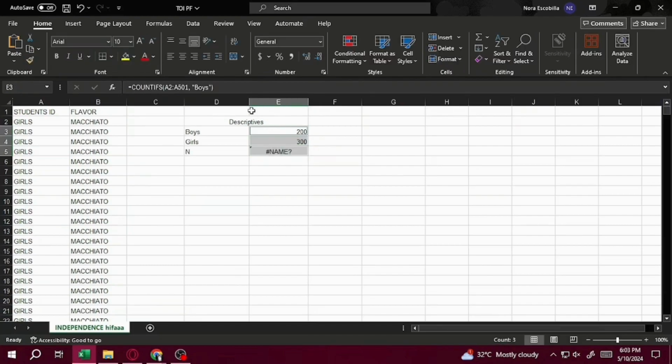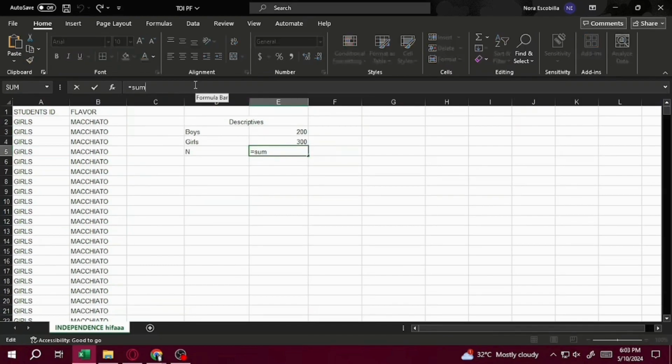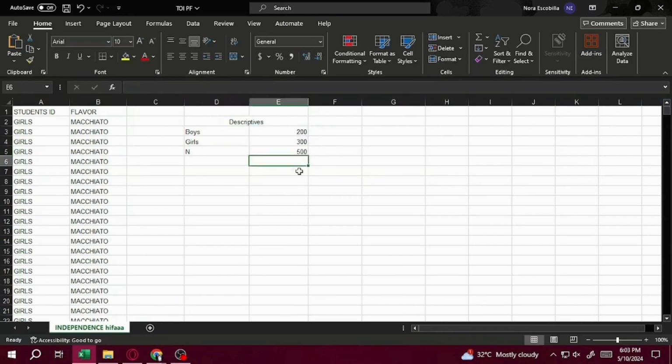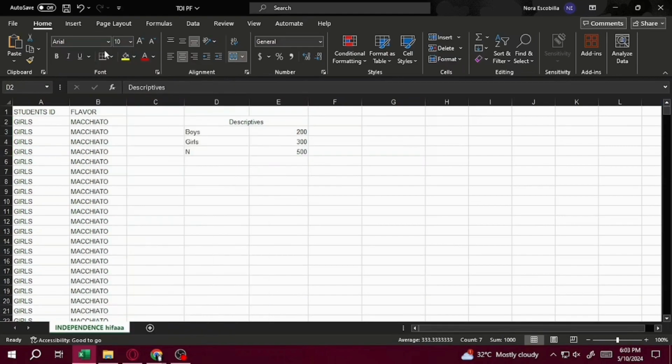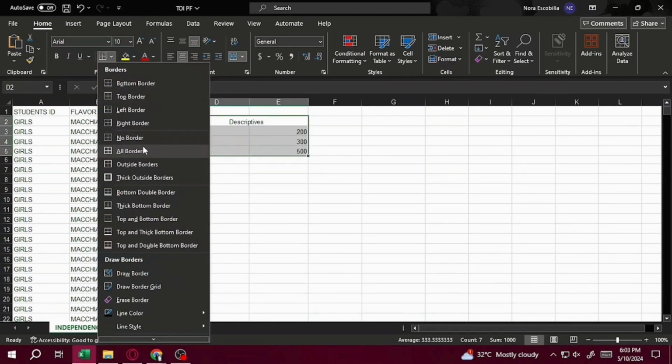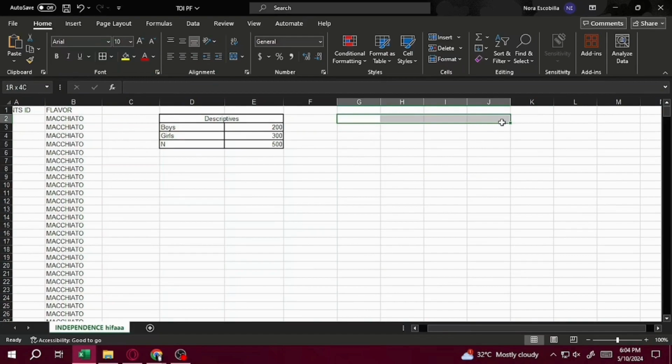So we should type equal sum to get the total population of boys and girls. Now we have 500 total respondents. Since we have our descriptive, just select the table and bold the border to better understand the table. The next thing that we need to do is create our contingency table.